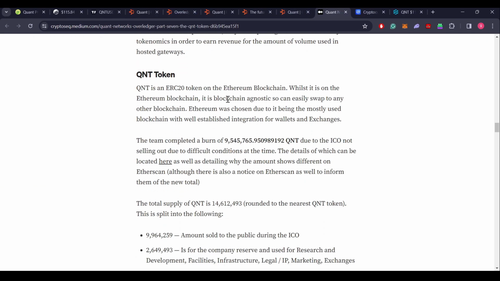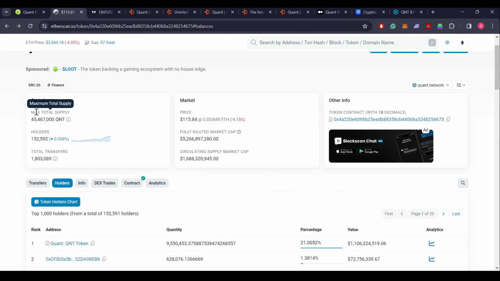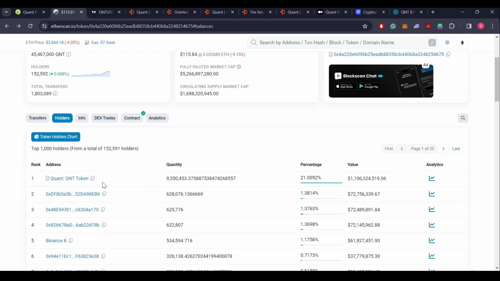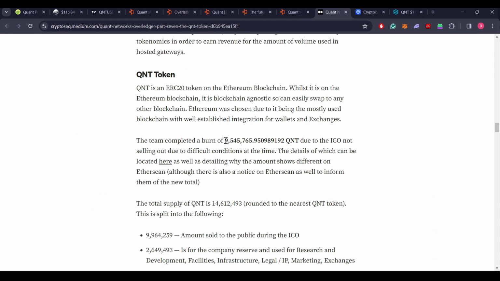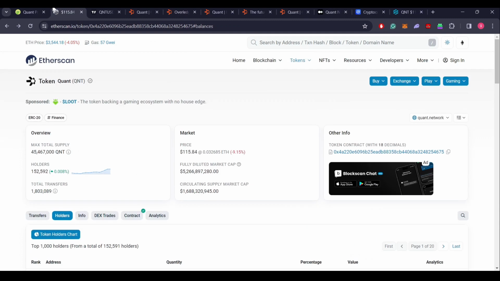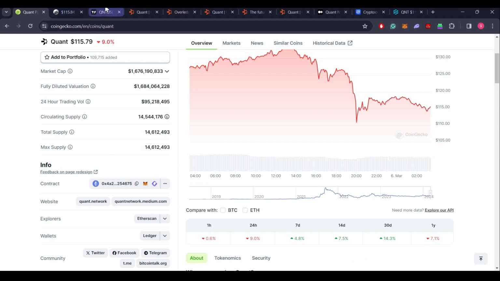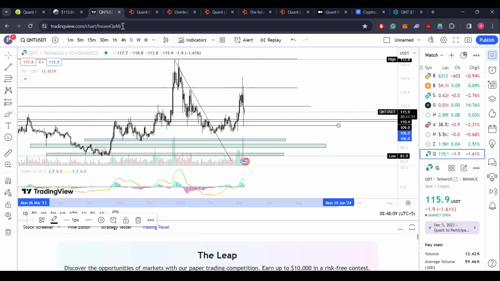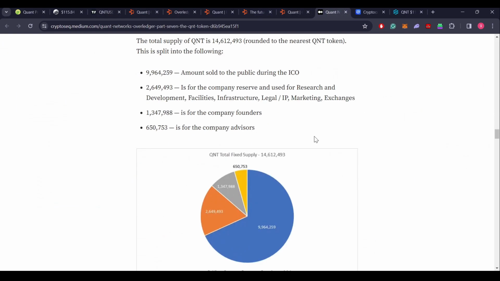In terms of the token, as of now it has 14.6 million supply, but if we look at the maximum supply on Etherscan, I think the rest of it is burned. This is their burn supply, which was from their initial sale, I believe, and they did burn 9.5% of those. These are from the initial sale which they did not get to sell in their ICO. The circulating supply is around 14.5 million as of now, and there is no other supply going. That means I believe there won't be more than 14.6 million, as they have a fixed supply. That is pretty good for Quant.